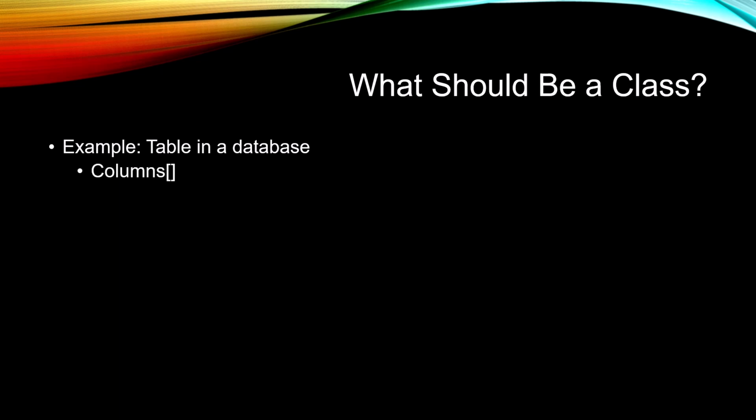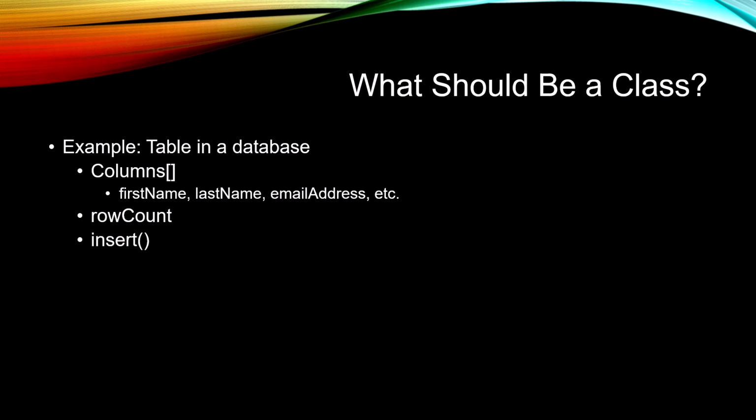Another example would be a table in a database. So you'd have a columns collection, right? That's a property called columns. It's an array of column names like first name, last name, email address, things like that. You might have a row count property, so how many rows are contained within that table. You might have an insert, an update, and a delete method to make sure that you can do these operations of inserting, updating, or deleting data within that table.